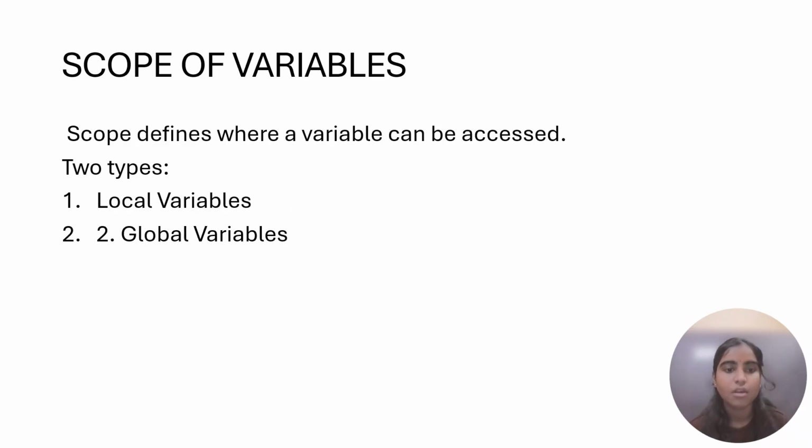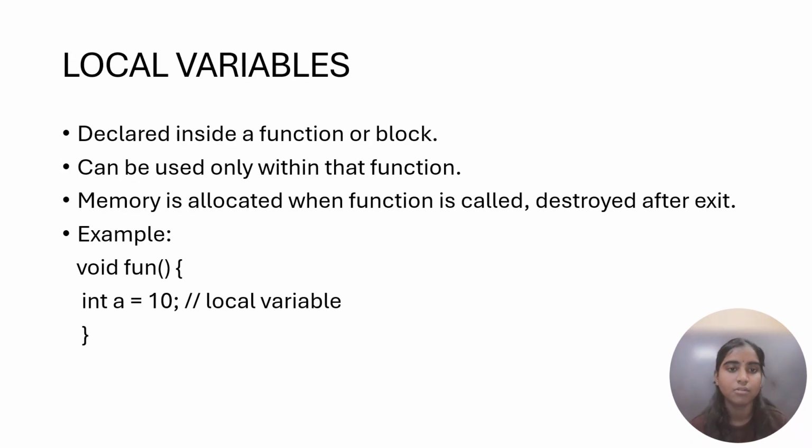Scope of variables. Scope defines where a variable can be accessed. There are two types: local variables and global variables. Local variables are declared inside a function or a block and can be used only within that function. Memory is allocated when the function is called and destroyed after exit. Example: void fun, int a equals 0. This is the local variable.